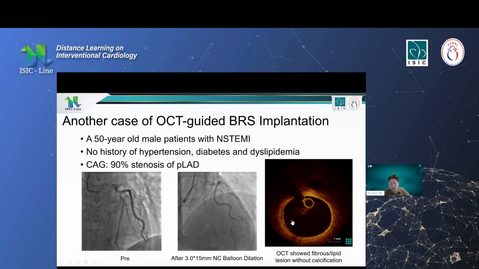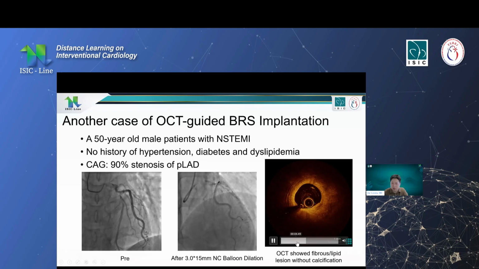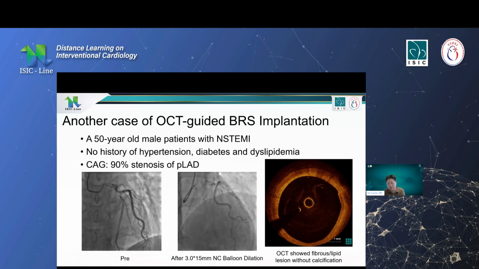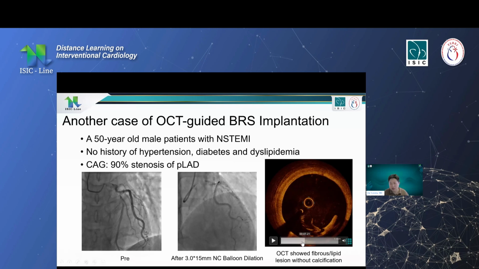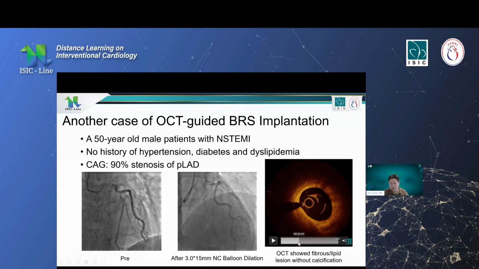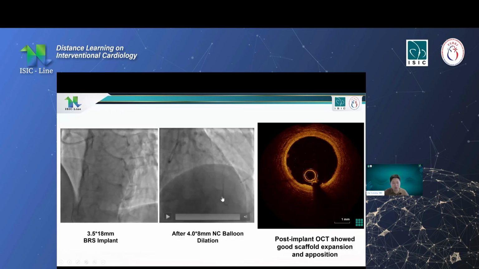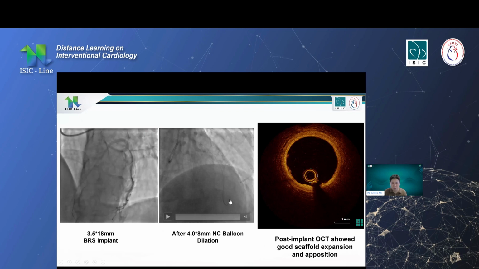And OCT, you can see from here, after 3.0 non-compliant balloon dilation, the fibrosis and the lipid lesion without very severe calcification. You can see just the lipid or fibrotic lesion without calcification. And we implanted a 3.5 BIS scaffold. After that, a 4.0 NC balloon was used for post-dilation.